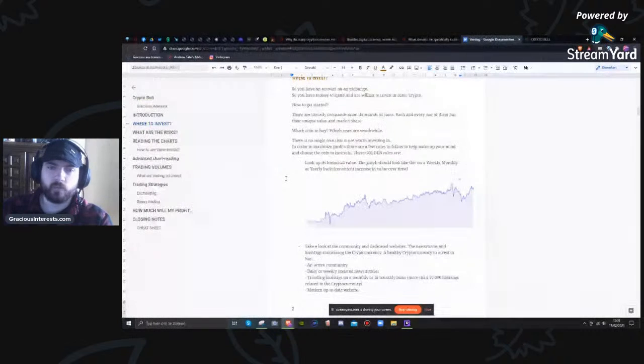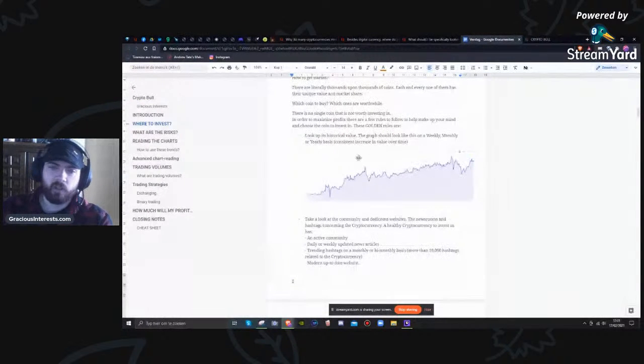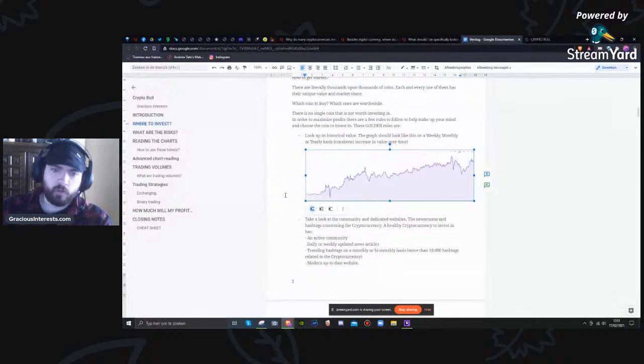So what are we going to look at? Well, we are going to look up its historical value. We want a decent project to show an upward trend like the graph you see here on screen. We're going to look at the community behind APY.Finance and naturally its dedicated websites, its newsrooms, and its hashtags concerning the project. Why? Well, a good project to invest in has an active community, daily or weekly updated news articles, blog posts, etc., trending hashtags on a monthly or bi-monthly basis, the more the better, and naturally a modern, up-to-date website.